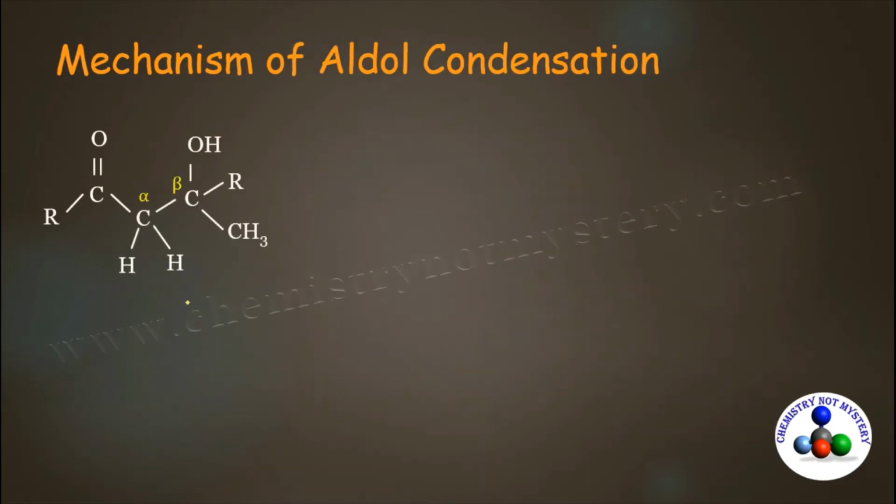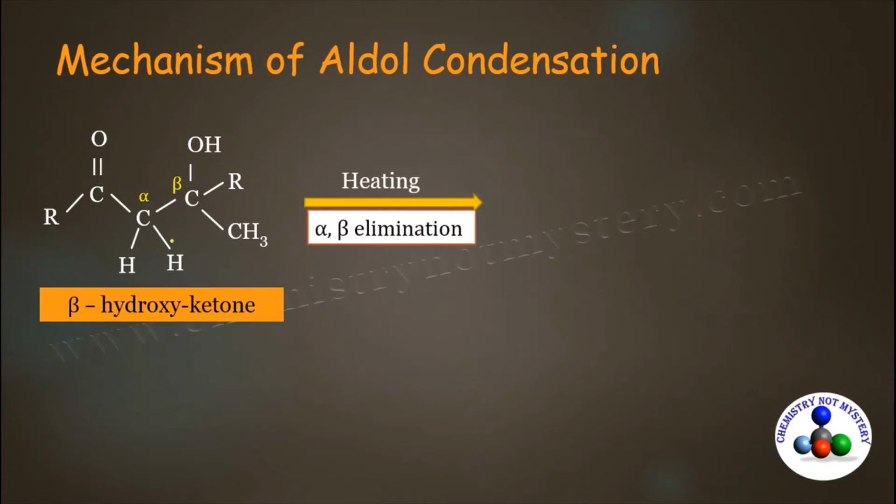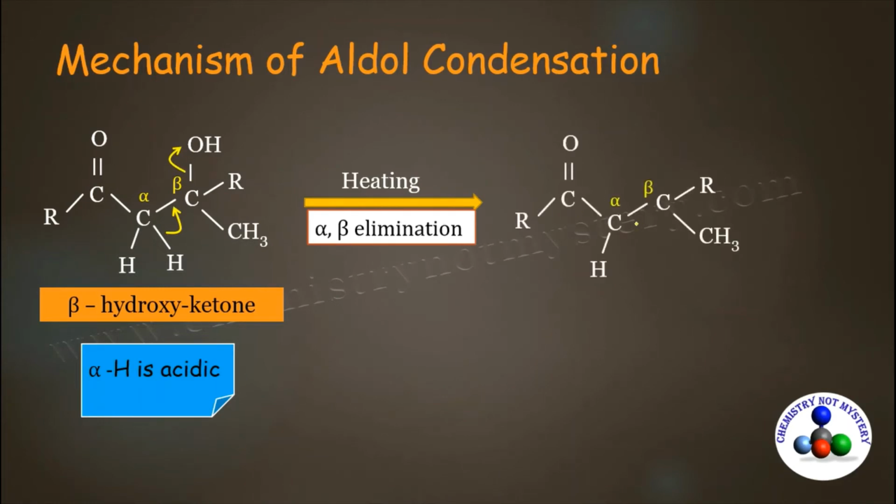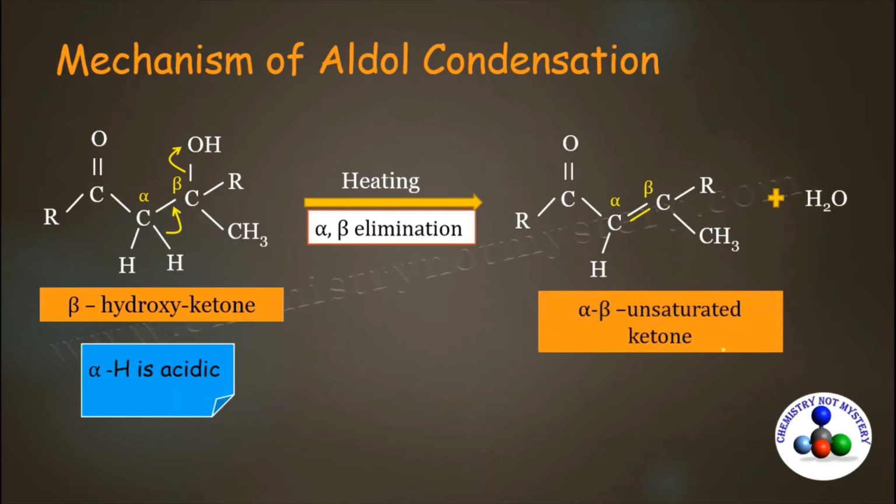When this beta hydroxy ketone is further heated, it will undergo alpha beta elimination. H plus will be removed from alpha carbon and OH minus will be removed from beta carbon and as a result of it, double bond will be formed between alpha and beta carbon. So there is unsaturation between alpha and beta carbon. So this molecule will be named as alpha beta unsaturated ketone.